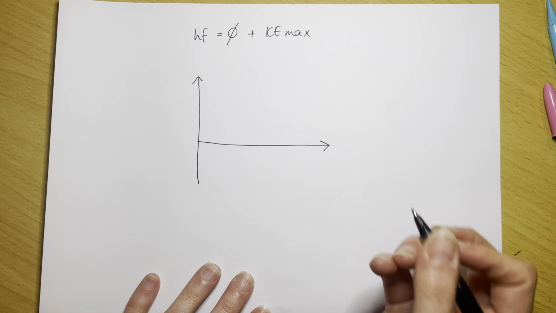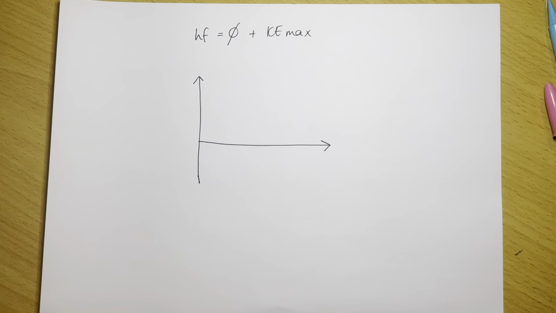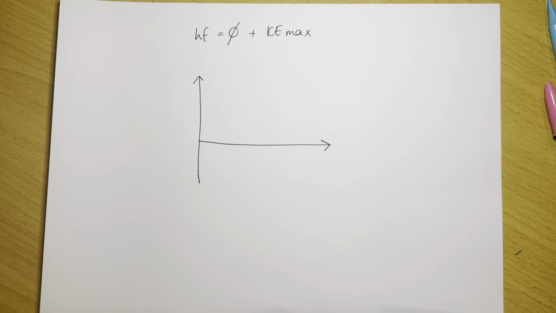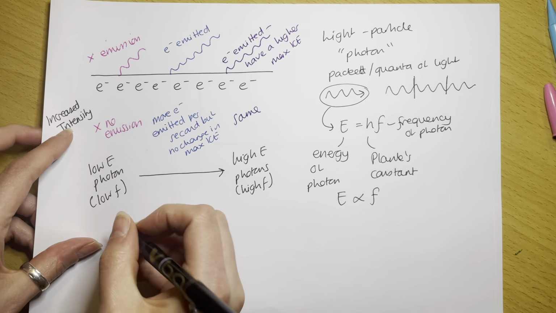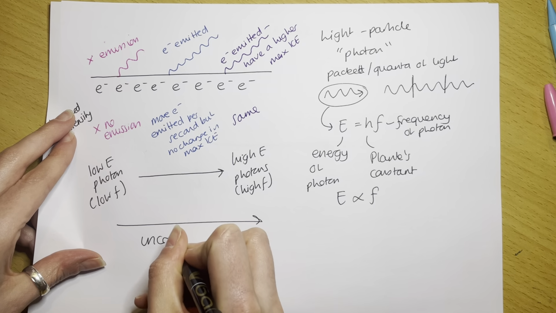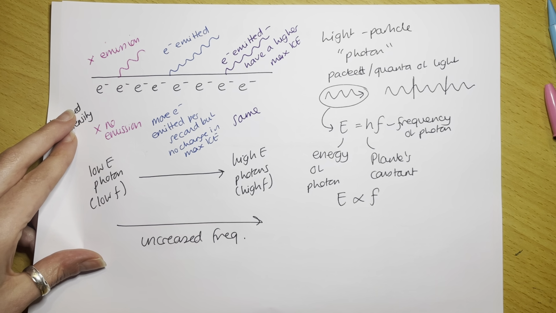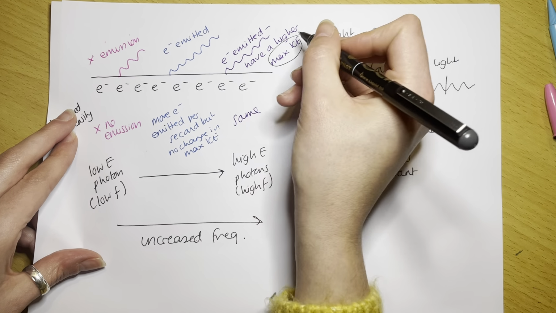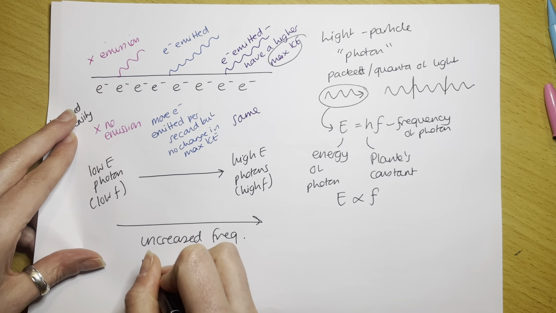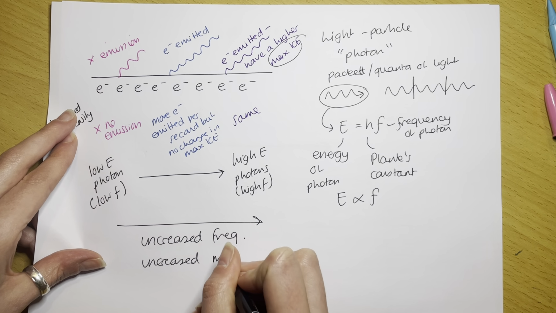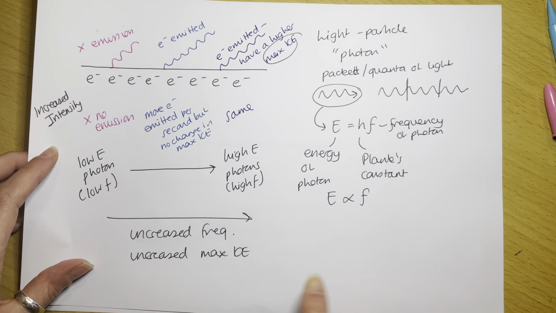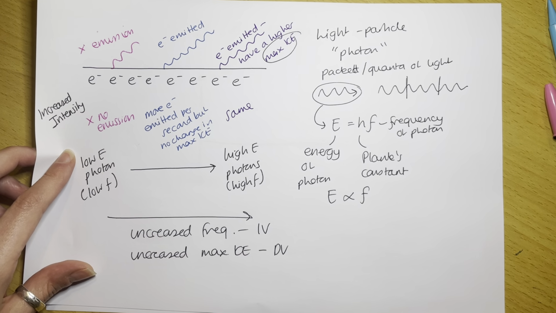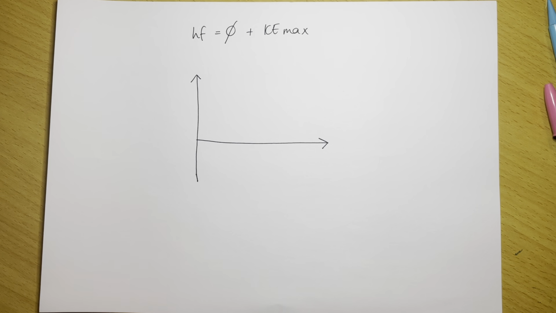I was right. Okay. What we saw in this example here is that we increased the frequency. And as we increased the frequency, we also saw that the KE maximum increased. So as we increase frequency, we also increase the max KE. So this is the dependent variable, the maximum KE, and the frequency is the independent variable, because that's what we can change. We can change the colour of light we're putting onto the surface.